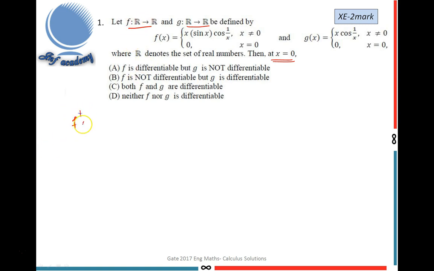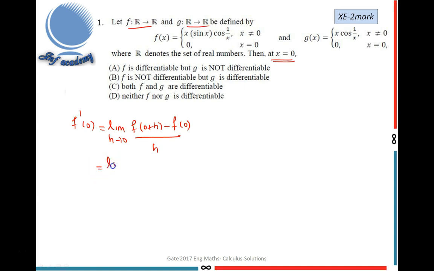First I have to check the function f. I took f dash of 0, to check whether f is differentiable or not at x equal to 0 only. This is the definition of derivative: limit h tends to 0, f of 0 plus h minus f of 0 divided by h. If the limit exists, then f dash of 0 exists, and only then f is differentiable.